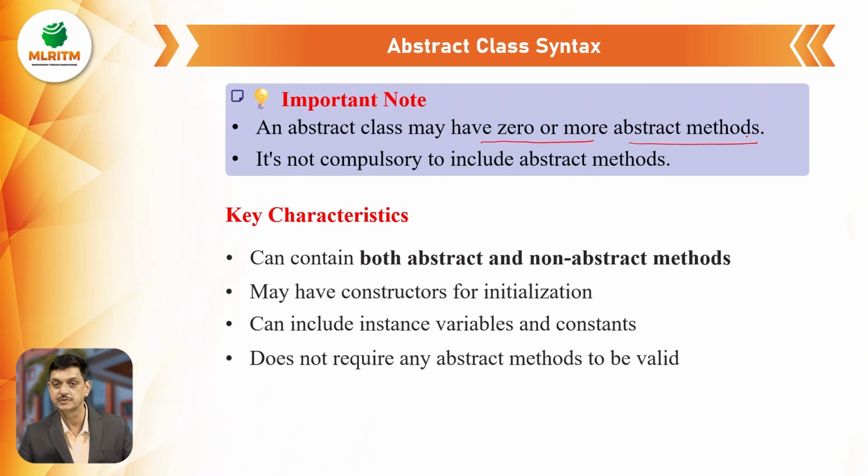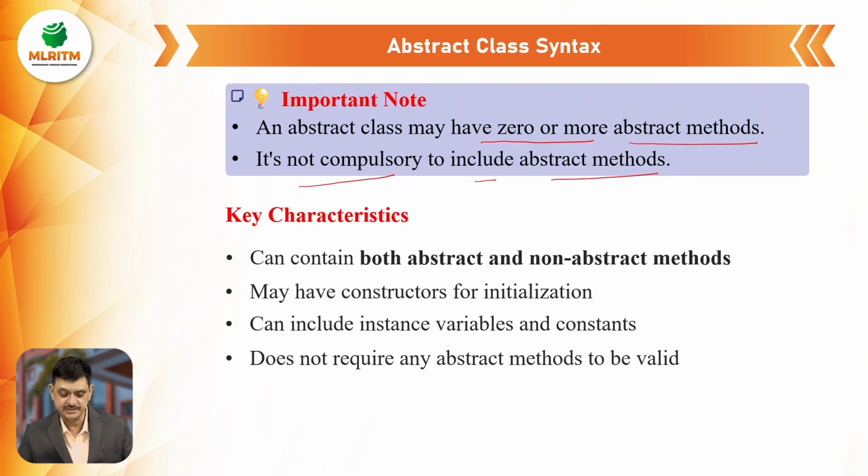It can have any number of abstract methods. It may not have also. It is not compulsory to include any abstract methods when you declare a class as an abstract class. The only thing is, when we declare a class as an abstract class, it can't be directly instantiated. It can be instantiated through its child classes only.